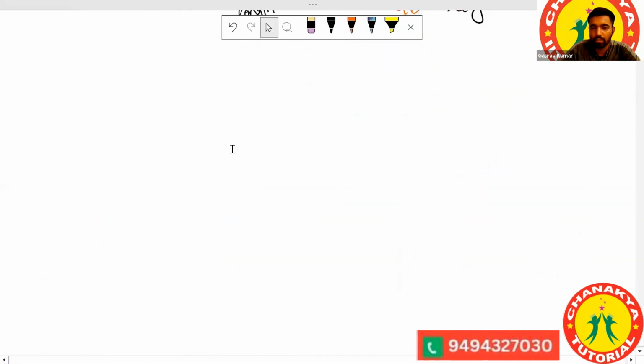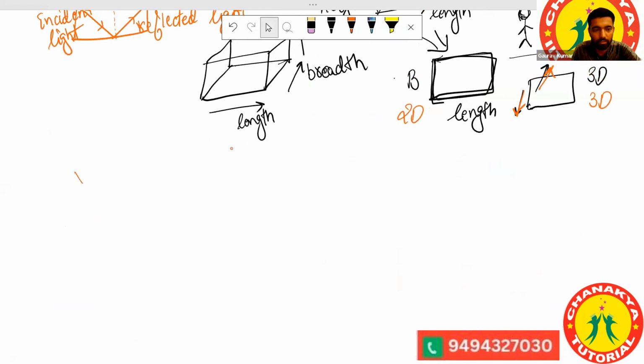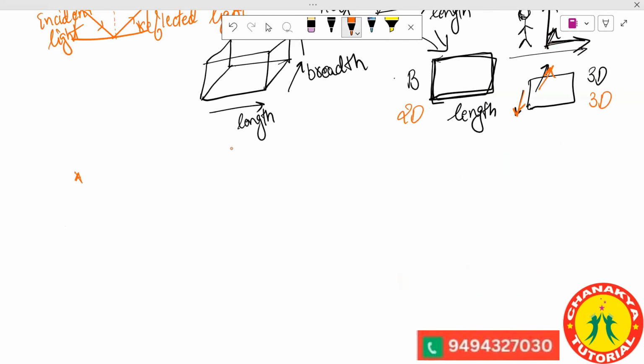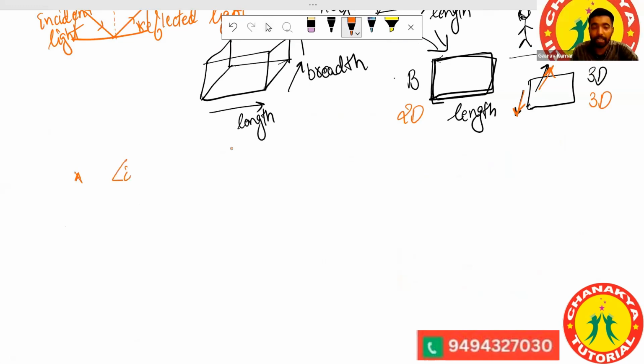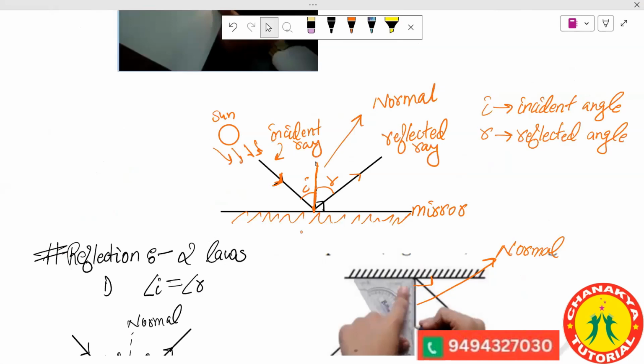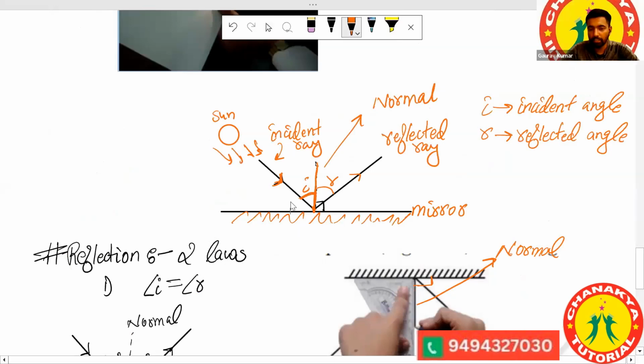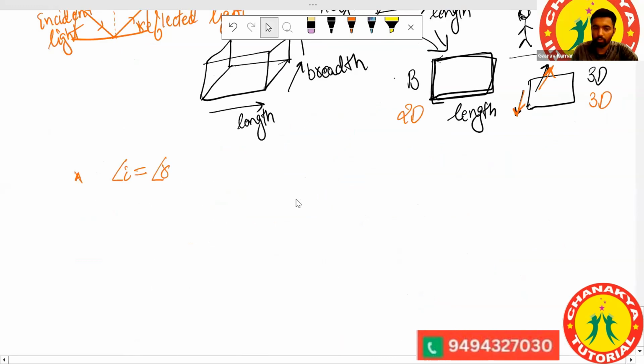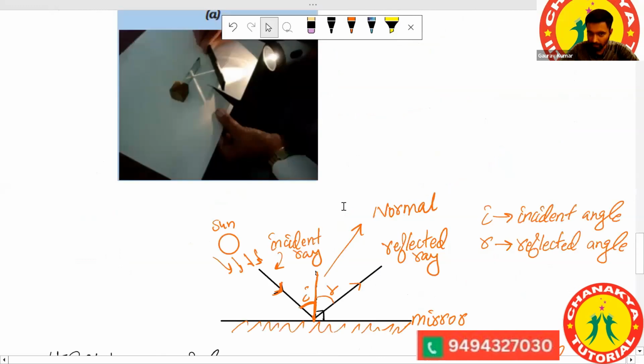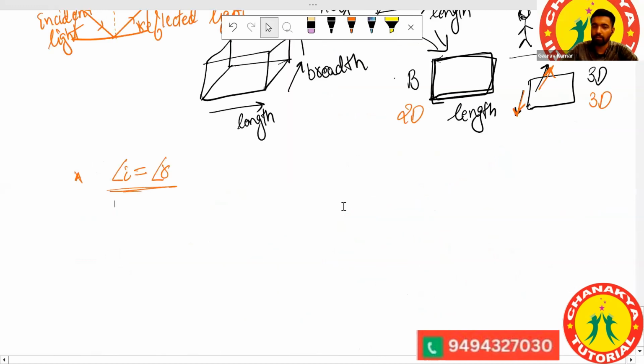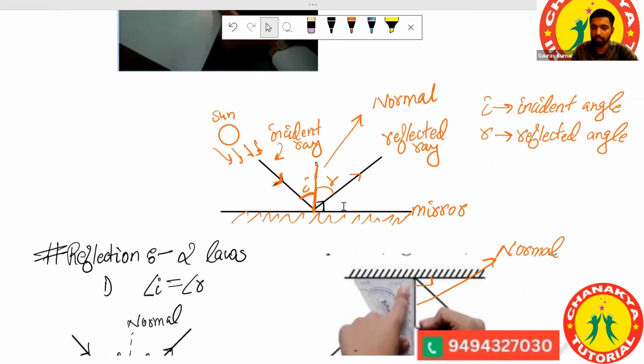What are the two laws of reflection we have come across until now? Sir, the incident ray is equal to the reflected ray. The incident angle is equal to the reflected angle, not the ray, but the angle. It is the angle of incidence and the angle of reflection. So the angle of incidence is always equal to the angle of reflection. We have seen that this angle is always made with the normal to the surface.